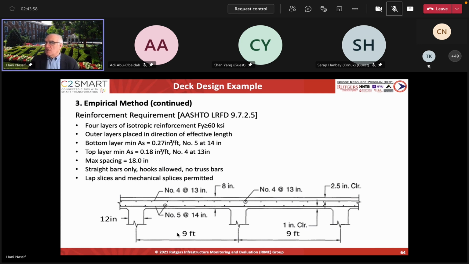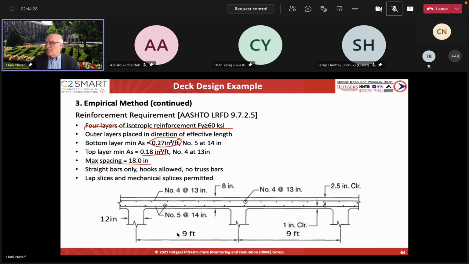So you would use 4 layers of isotropic reinforcement with grade 60 and above. Outer layers are placed in the direction of the effective length. Okay, so these are the outer layers. Number 4 at 13 and number 5 at 14 below. And for the bottom layer, there is a minimum As that you have to satisfy. And the top layer, minimum As given this way.